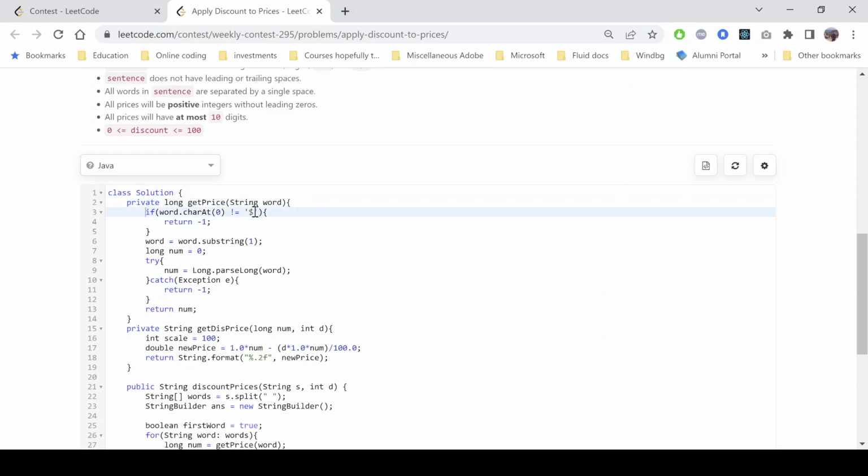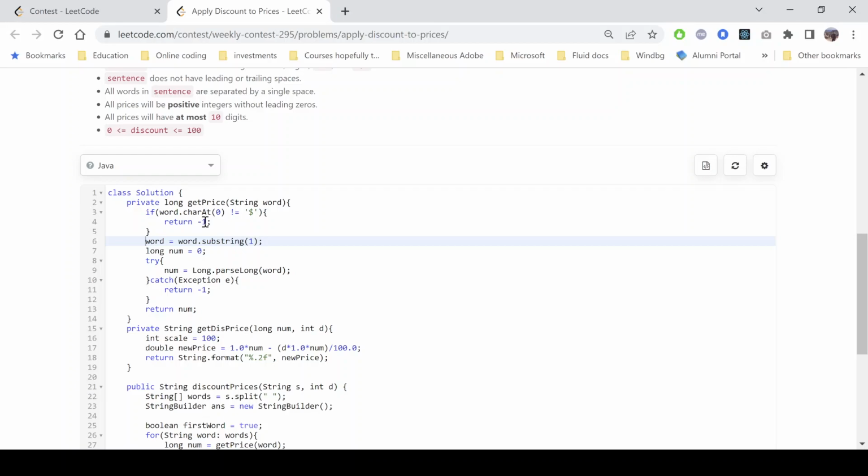So if the first character is not a dollar sign, then it is not a valid price, right? So we return -1 in this case. This function will return -1 if it is not a valid price, else it will return the valid price, right? So now, we return -1 in case the dollar is not present.